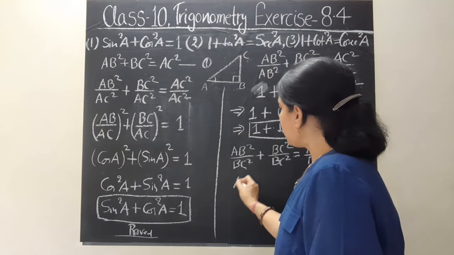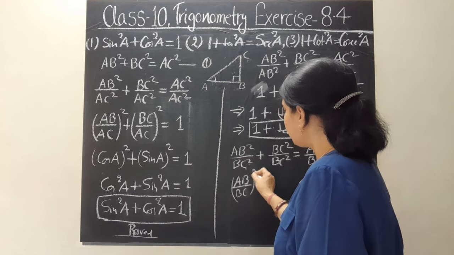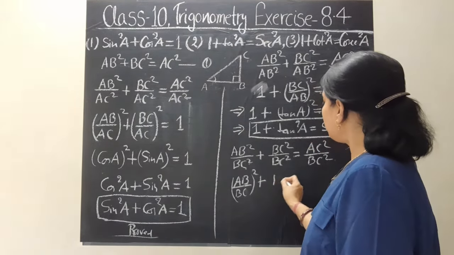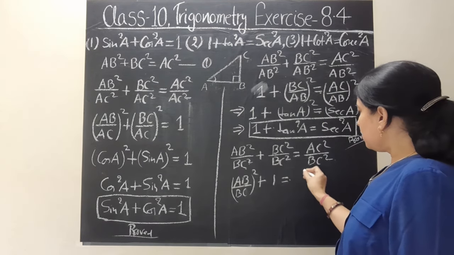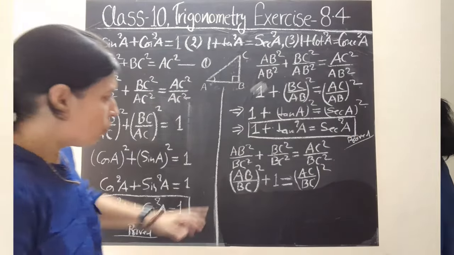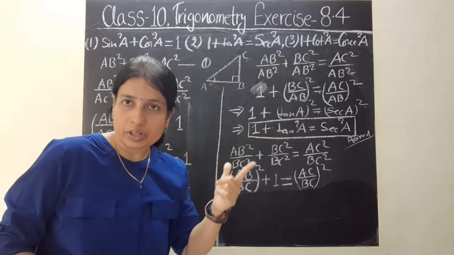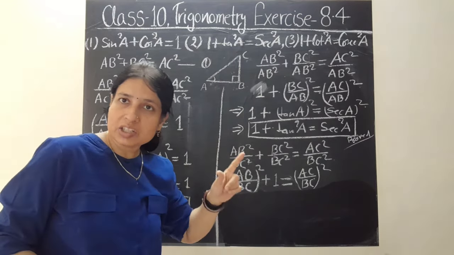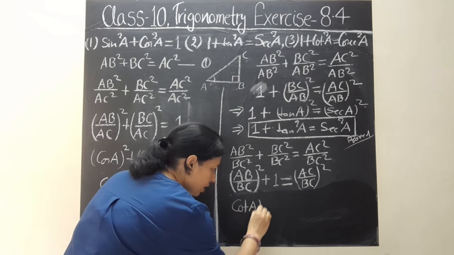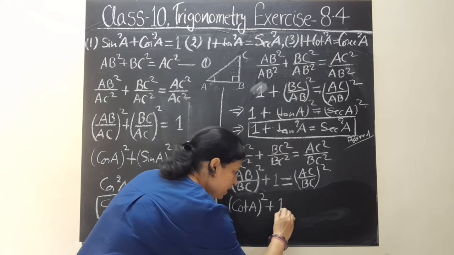So for this you can write AB by BC whole square and BC square divided by BC square will be 1. So write here 1. For this write AC by BC whole square. So what will be AB by BC? Look here, AB by BC is called cot A. Base by perpendicular distance is called cot A. So write here cot A whole square plus 1. Write 1 as it is.